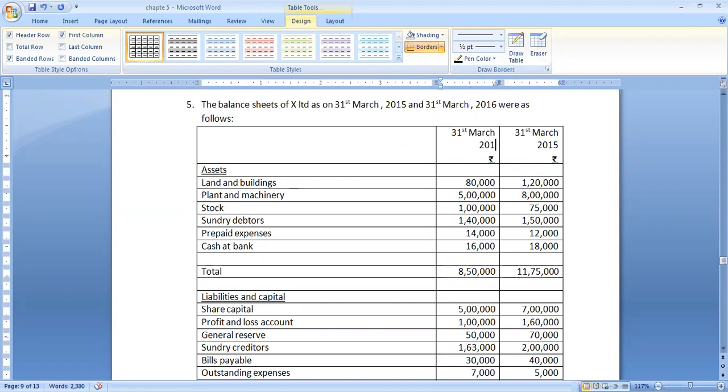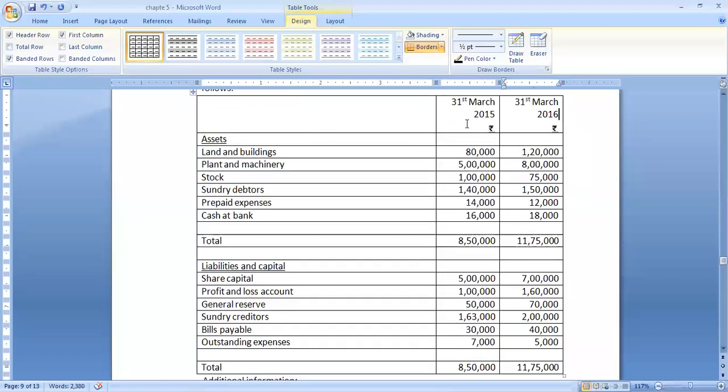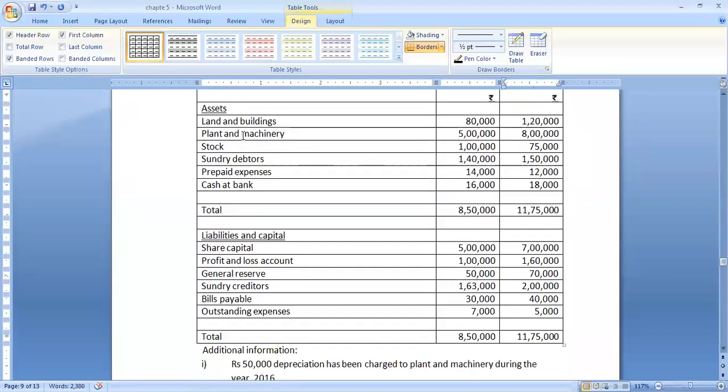Make the first year 2015 and the next year 2016. Now the balance sheets of X Limited on 31st March 2015 and 31st March 2016 were as follows. So 2015 and 2016 information is given, along with the assets and liabilities information. The land and building is 80,000 and 1,20,000. The land and building is increased.